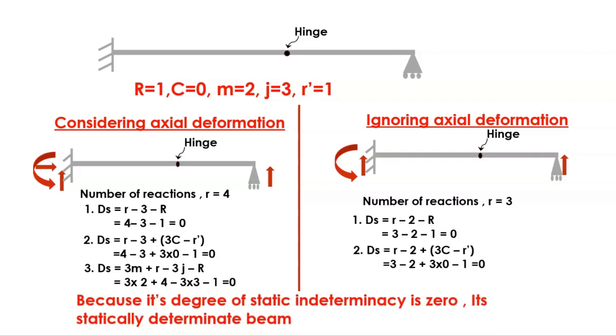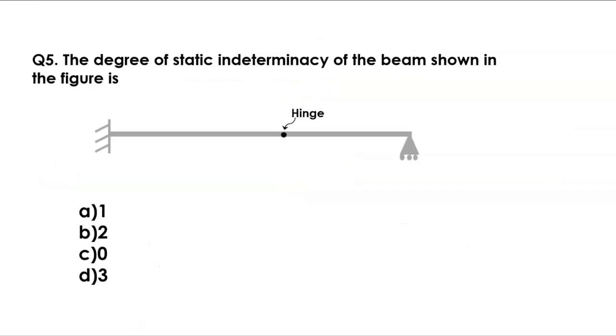Because its degree of static indeterminacy is 0, it is a statically determinate beam. The degree of static indeterminacy of the beam shown in the figure is, so option C, it is 0. And it is an example of a statically determinate beam, and the specialty of a statically determinate beam is that if there are any temperature changes, then there will be elongation. When there is elongation, there won't be any additional reactions occurring at the supports.